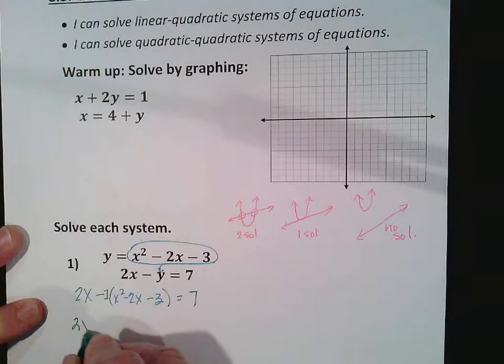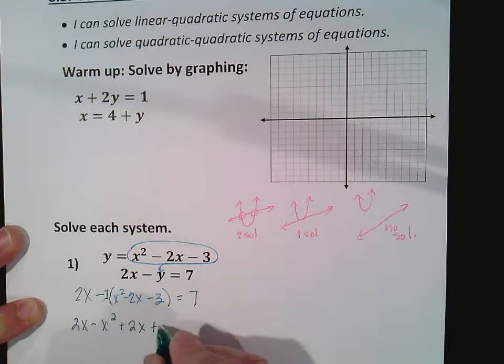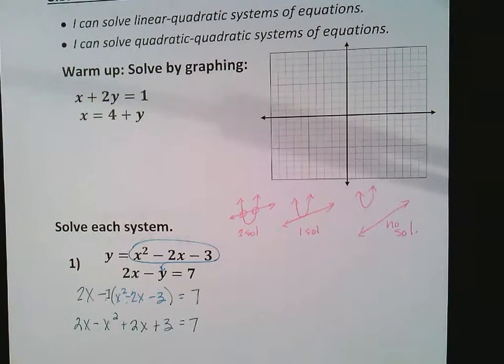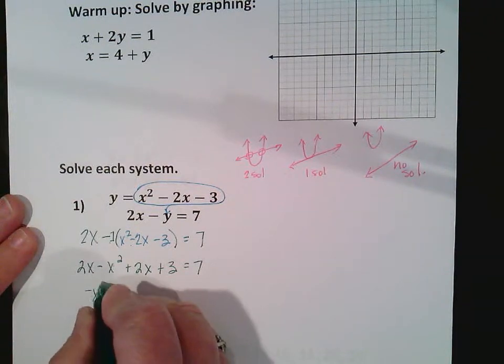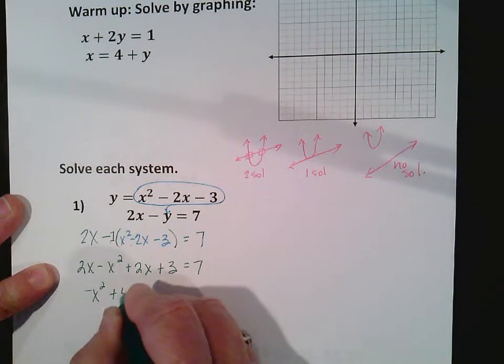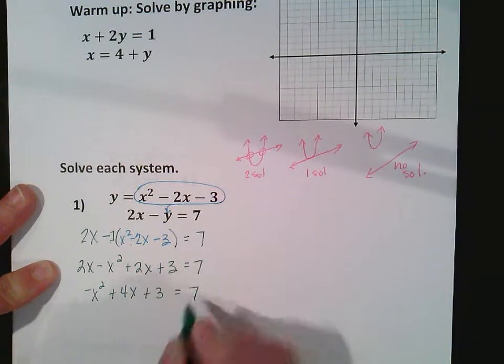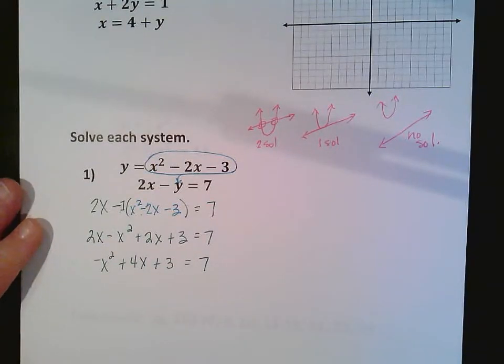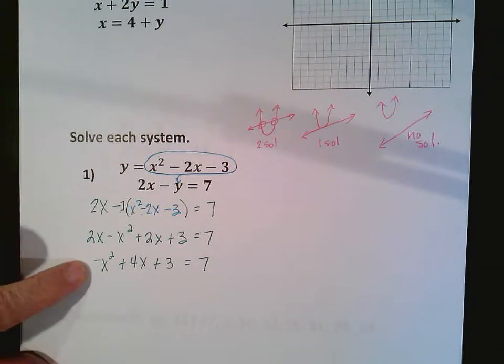And I have 2x minus x squared. Negative times negative is a positive 2x. Negative times negative is a positive 3 equals 7. I'm going to combine like terms. So I have negative x squared, 2x and 2x is 4x, plus 3 equals 7. Now, we want to set it equal to 0. Whenever you have a quadratic, you want to set it equal to 0 to solve for your x. It really complicates things when you have a leading negative.